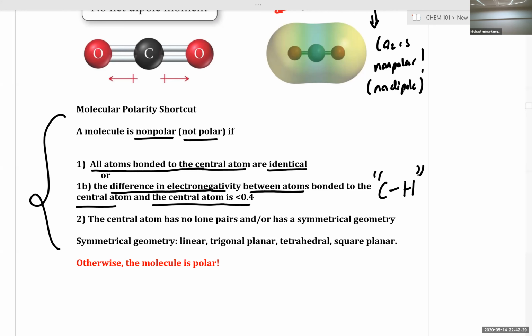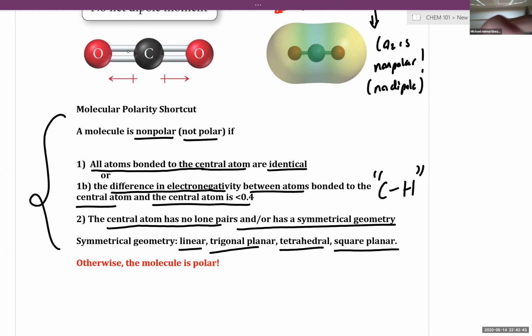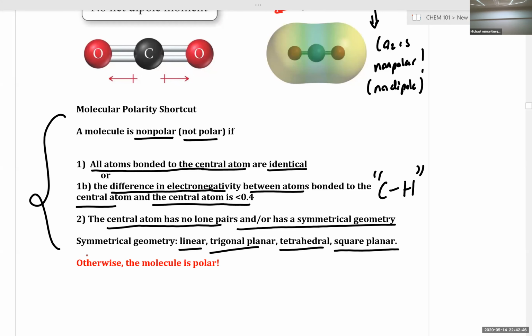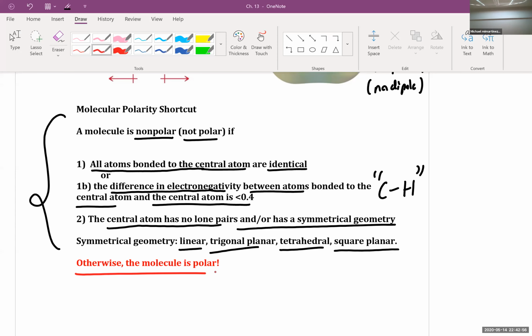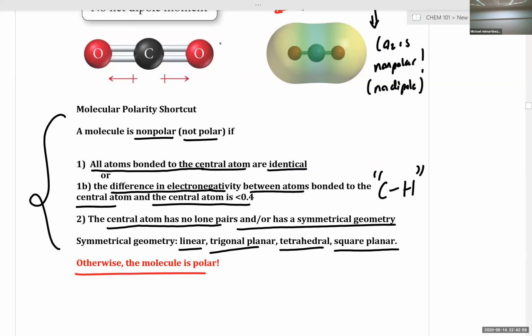Okay, the second stipulation is the central atom has no lone pairs or has a symmetrical geometry. These include linear, trigonal planar, tetrahedral, and square planar. If any of these conditions aren't met, then the molecule is polar, okay? So this is a nice rule of thumb that summarizes predicting whether something is polar or nonpolar. Symmetrical molecules with the same atom bonded to the central atom are nonpolar. Most molecules that you'll encounter will be polar.